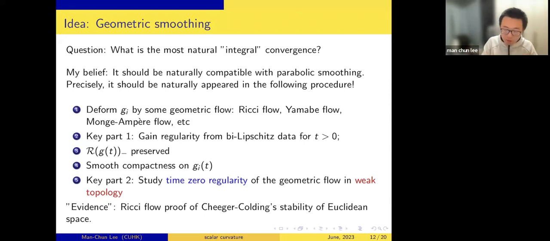And the Gromov-Hausdorff topology appears exactly when you are careful enough in the Ricci flow argument. The Gromov-Hausdorff convergence actually appears from the analysis. So now of course we don't have Ricci curvature, we only have scalar curvature. But if we mimic the Ricci flow proof of the Cheeger-Colding theory, then we should get something. This is what I believed in the past.